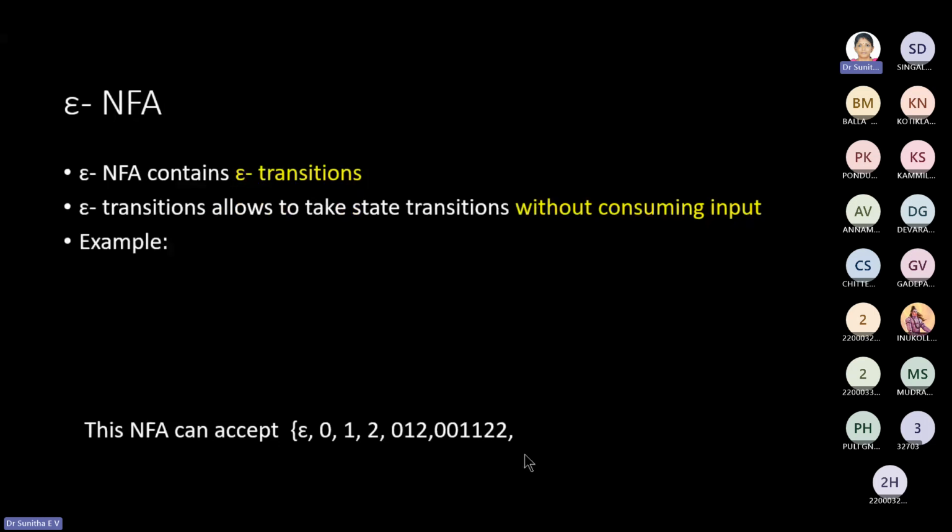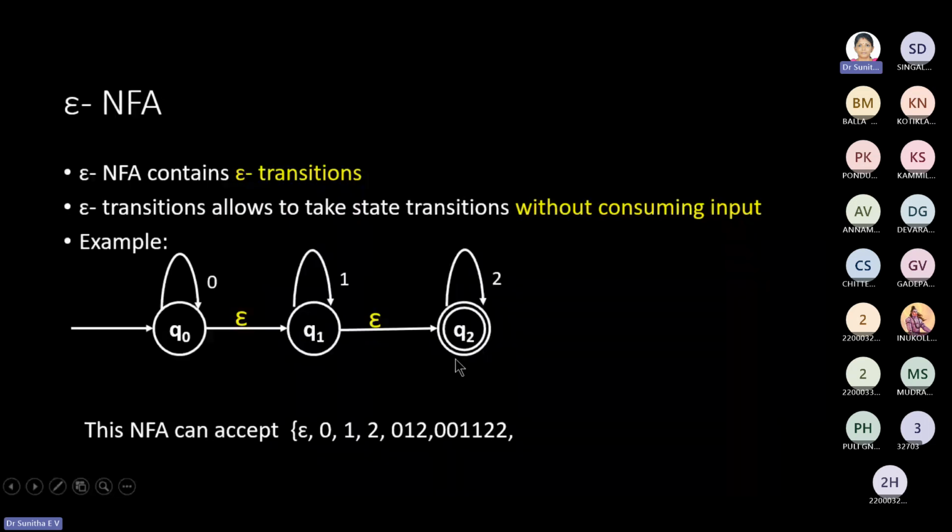For example, we can see this one: Q0, Q1, Q2, three states are there. And you can see there are two epsilon transitions, one from Q0 to Q1, and one from Q1 to Q2. So this means that to transit from Q0 to Q1, we don't need any input. Without input, I can transit from Q0 to Q1. And similarly, to change state from Q1 to Q2, I don't need any input. Without input, I can take the transition.